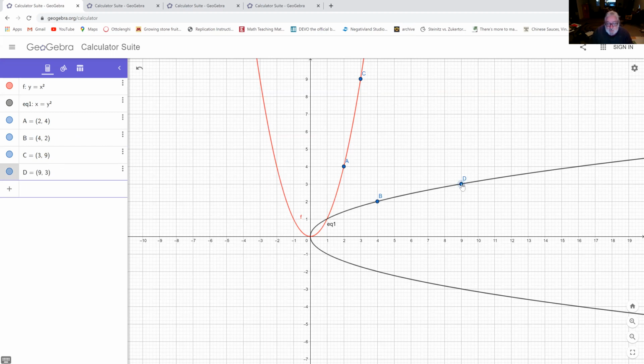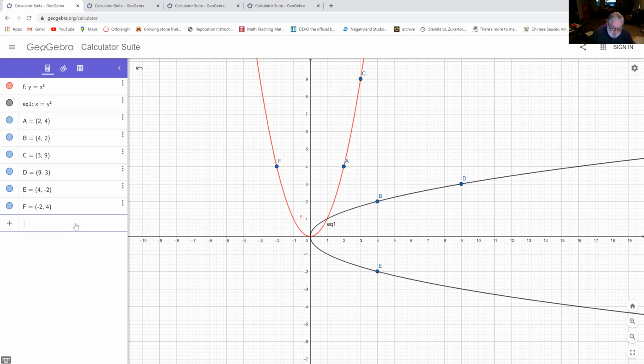So that's D. If I pick a point on the black graph, say the point (4, -2), I don't know why I said 1. That's down here, and then if I switch the x and the y, that gives me a point on the red graph. So every point on the red graph corresponds to a point on the black graph. We get those by switching the x and y coordinates.